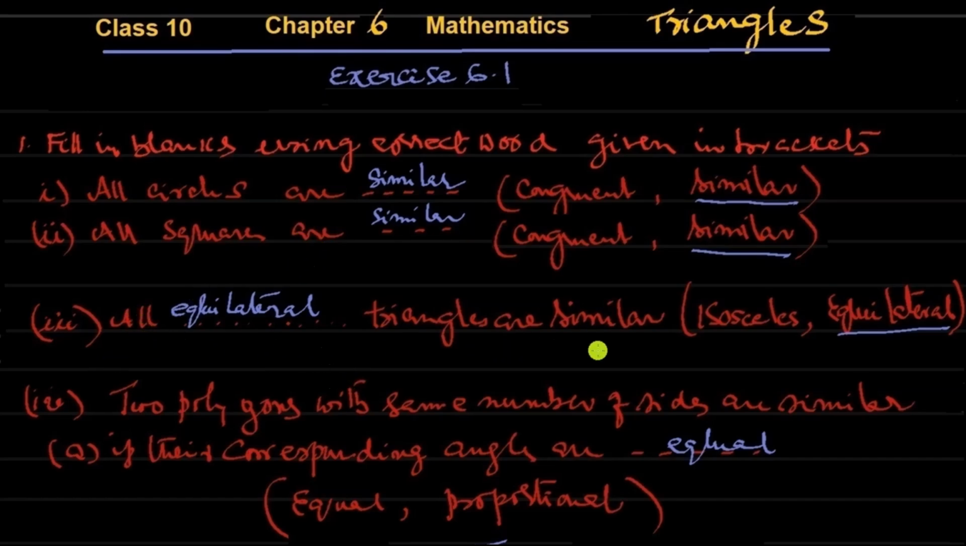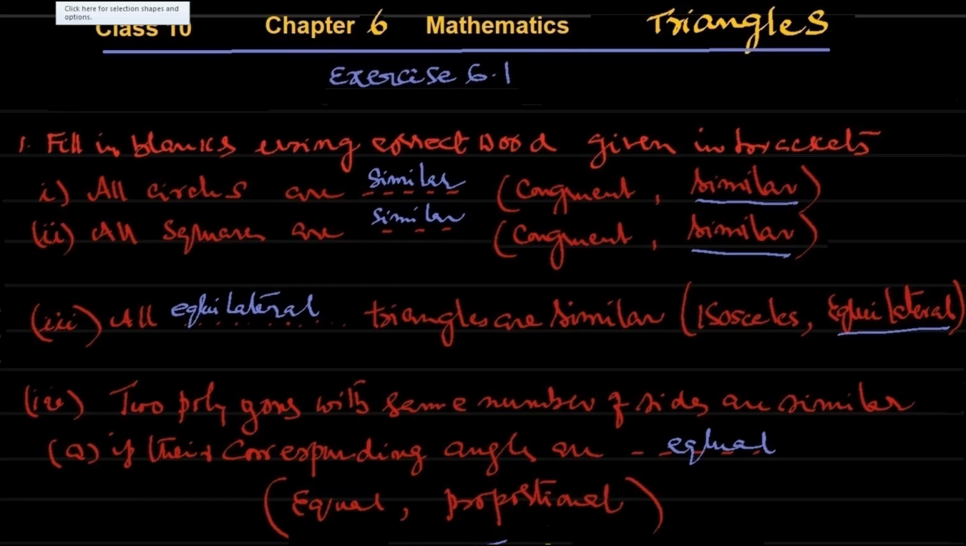All dash triangles are similar. Triangles, take isosceles, they are not similar. Okay? The angles will change, the topmost angle. One will be like this, another will be like this. Both are isosceles, but they are not similar, right? They are not similar. But all equilateral triangles are similar. That's what we have written here. All equilateral triangles are similar.